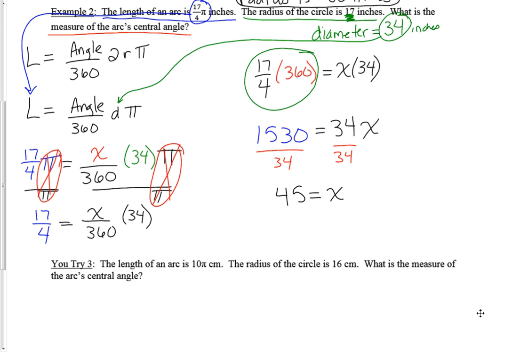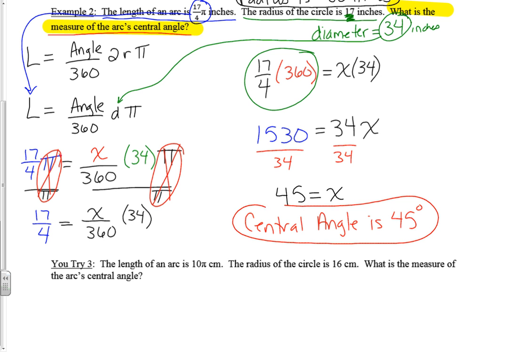Now I need to be sure I put some units on here for whatever I was answering the question for. And the question was, let's see if I can find the question again. What is the measure of the arc's central angle? So that means we can write that out. The central angle is 45, and my units on my angles should be degrees. And there's my answer.